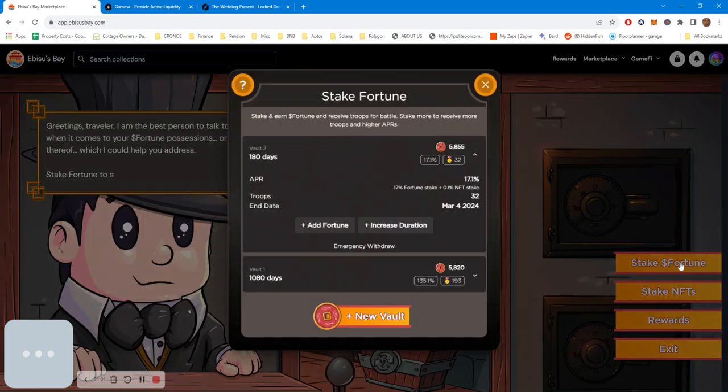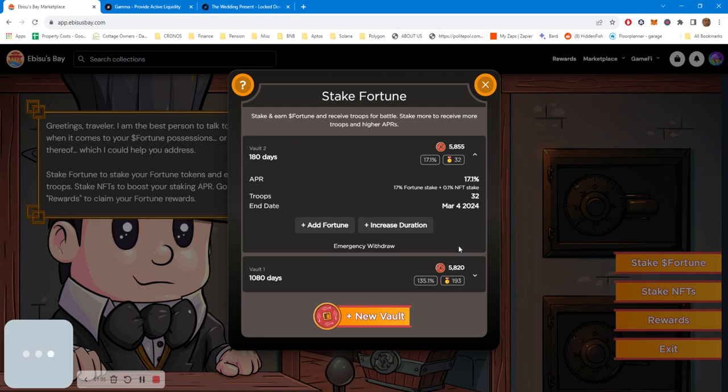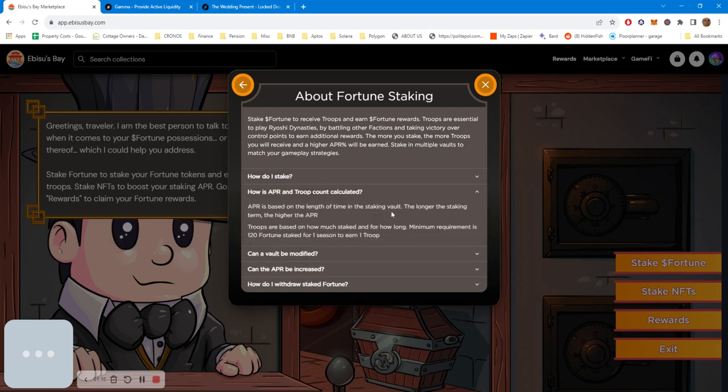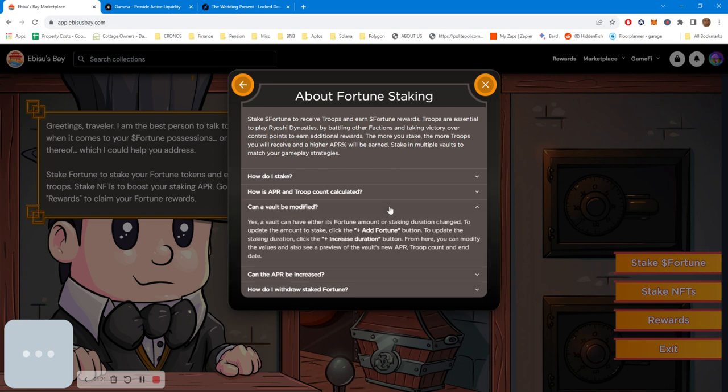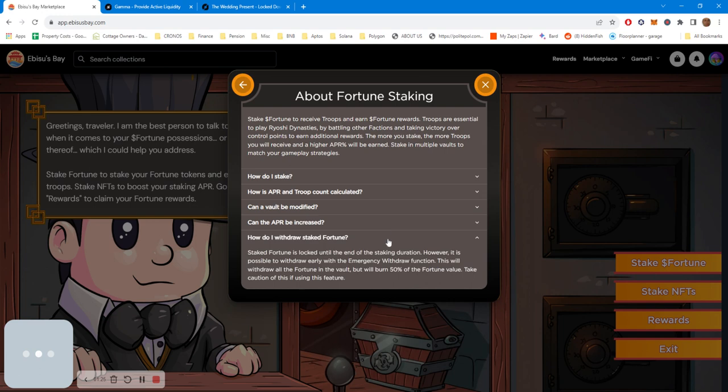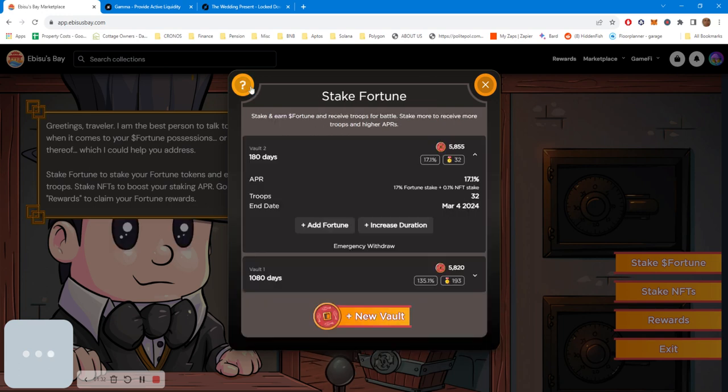So if we look at stake fortune, we go into their first site. There's a lot of numbers, options, and things like that, so it can be a little bit daunting. But if you click on the question mark that's in the top left of most of the pop-up dialogues, here we go. So there's a really good walkthrough of how do I stake, how's the APR calculated, what can I do with my vault afterwards, can I increase my APR, things like that, and how to withdraw. So that's quite useful for when you come to do it. You get a good overview.